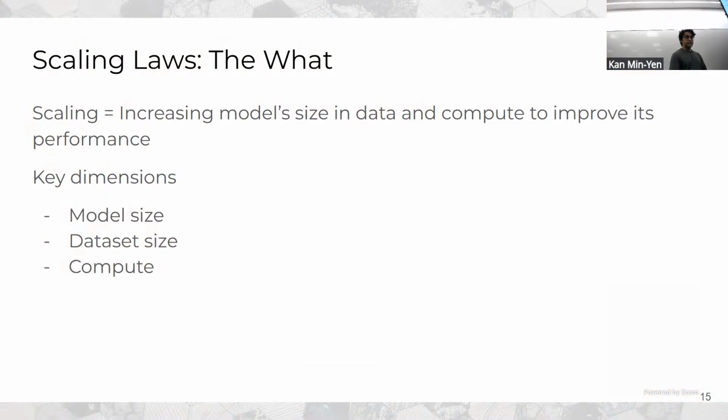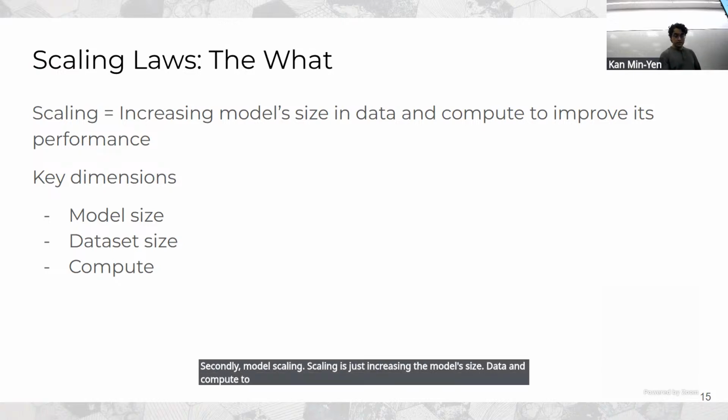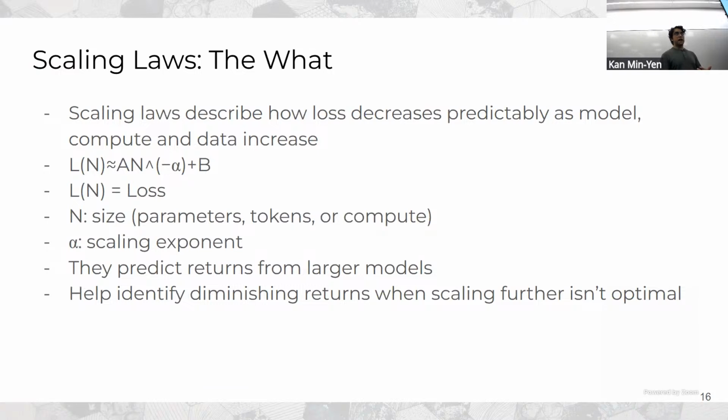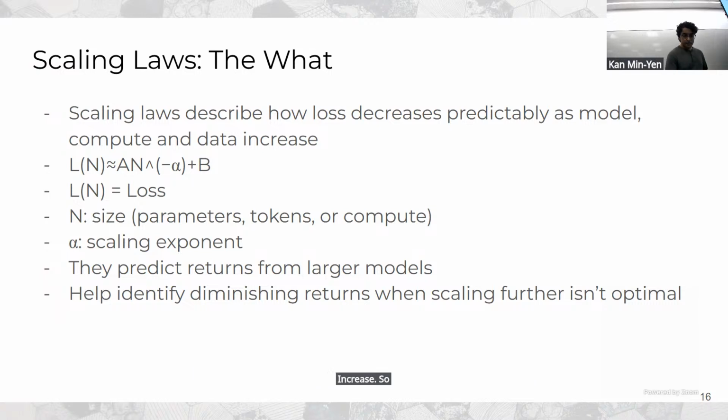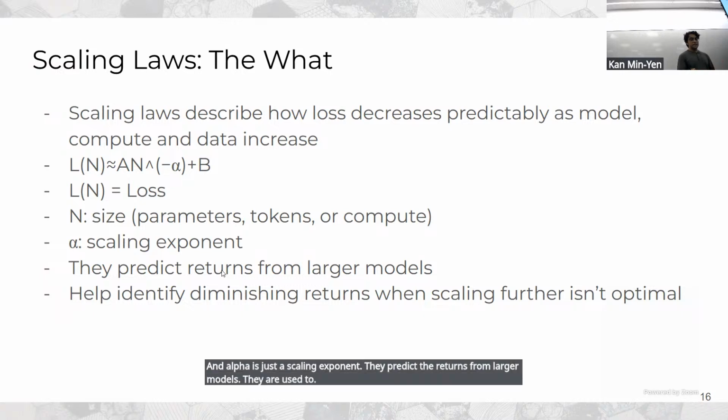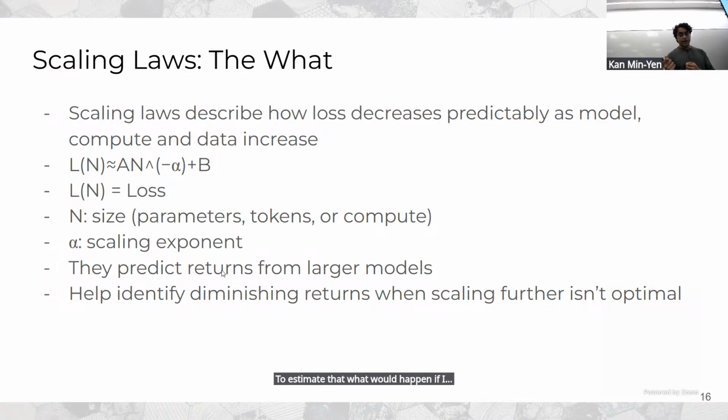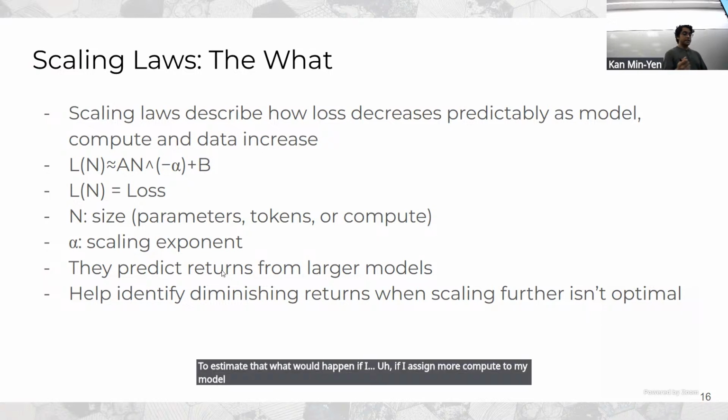Secondly, model scaling. Scaling is just increasing the model's size, data, and compute to improve its performance. Scaling laws allow us to estimate how loss decreases predictably as model compute and data increase. There's this equation where L(N) is the loss function, N is the size of the model in terms of parameters, tokens, or the compute available to it, and alpha is just a scaling exponent. They predict the returns from larger models. They are used to estimate what would happen if I assign more compute to my model or if I increase the number of tokens it can handle.